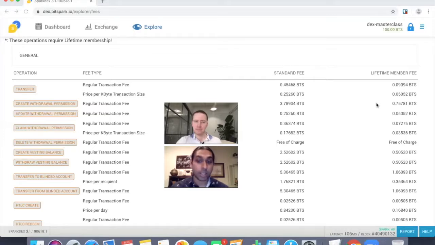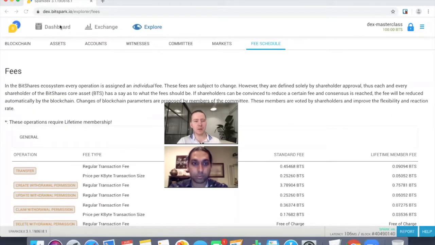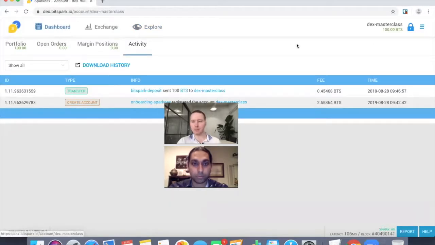The functionality is there. And as you can see very clearly, the fees are drastically different if you go lifetime. In some cases, I think it's like 10 times less for some of the options there. So yeah, if you trade a lot, you're going to be buying a lifetime membership, and you pay for that with BTS. So that's a little bit of an overview about the Explore page.